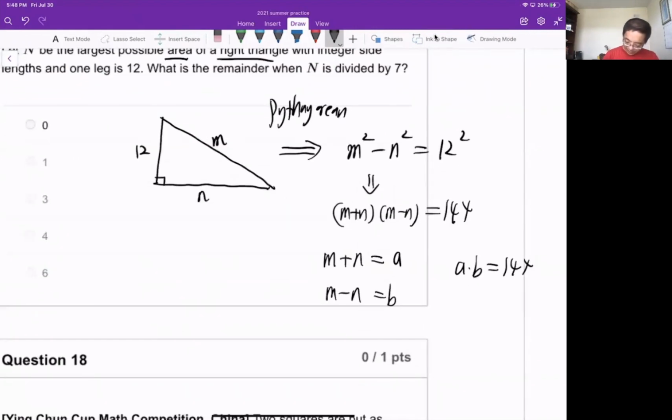Now, what is n? From here, we can just solve: n is a minus b, divided by 2, right? Divide by 2. What do we want? Because we want the largest area.